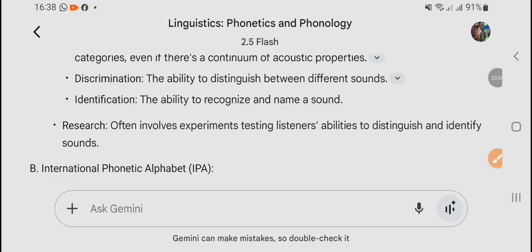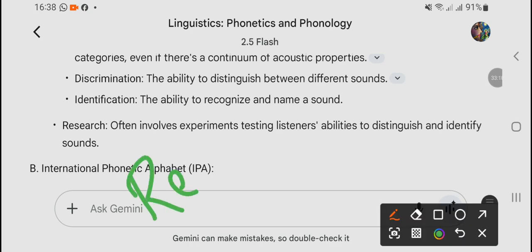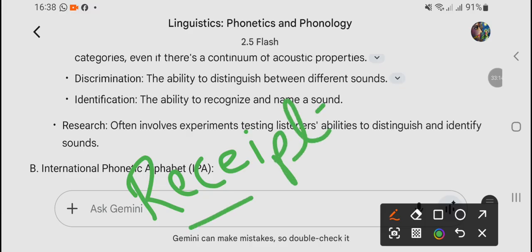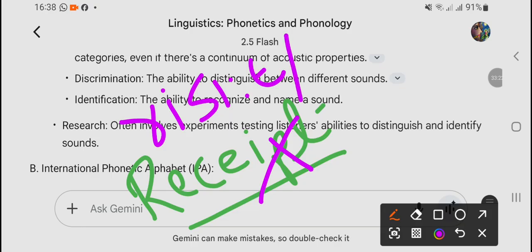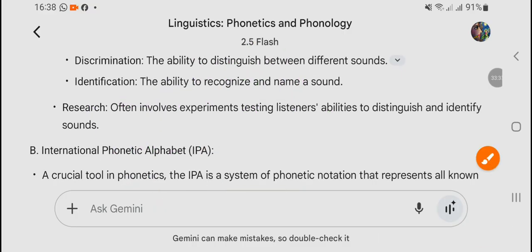We will be able to understand if I say receipt and receipt, actually there is no sound of p, so that is receipt. But if I say receipt with the p, if you have noticed, you can tell me that no, this is not receipt, this is receipt. So this is discrimination, the ability to distinguish between different sounds. No, this is wrong pronunciation and this is right pronunciation. Then identification: the ability to recognize and name a sound.